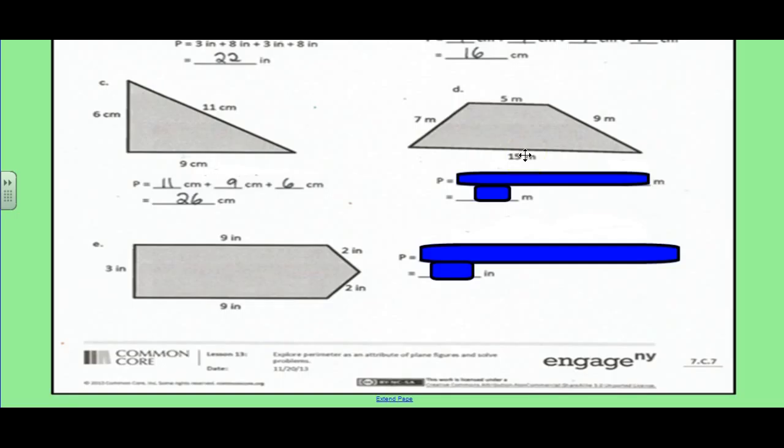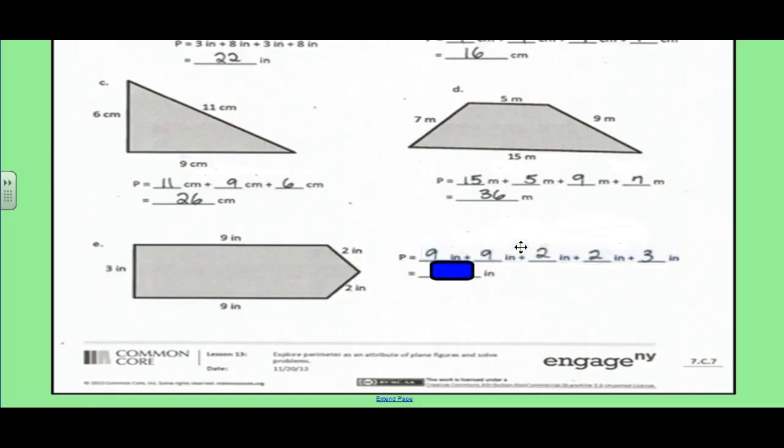We're going to do the same thing for shape D, adding 15 and 7 and 5 and 9. And whenever you have all of those added together with the perimeter written down, I want you to push play. And then you get 36 meters as the answer. And then this next one, 9 plus 9 plus 3 plus 2 plus 2, add those together to find the perimeter and push play whenever you're ready to check your answer. And that gave us 25 inches when you add all of those together.